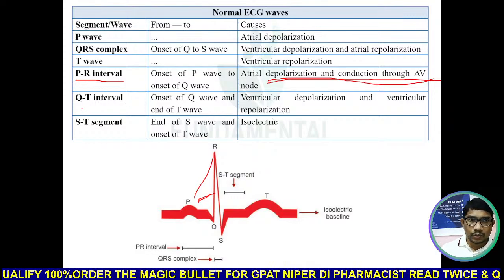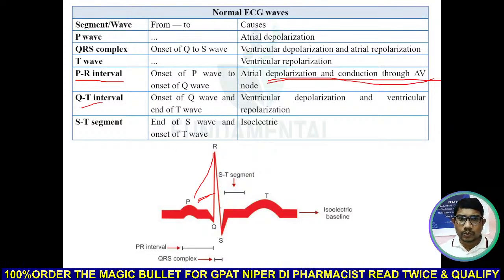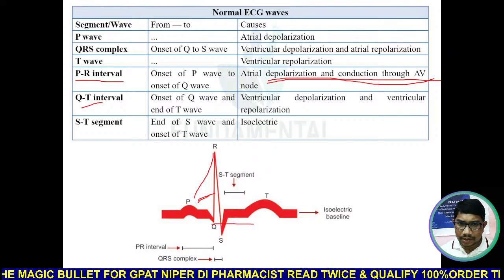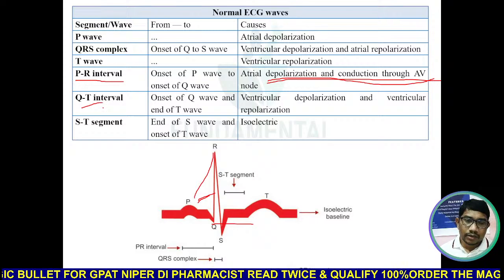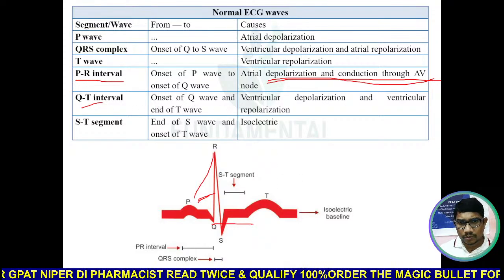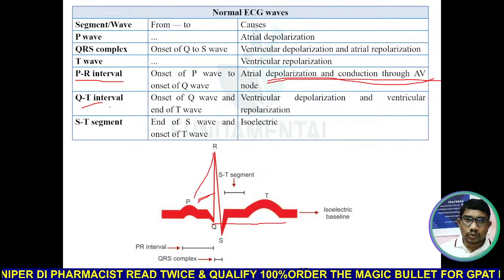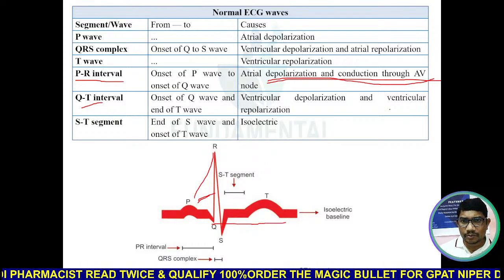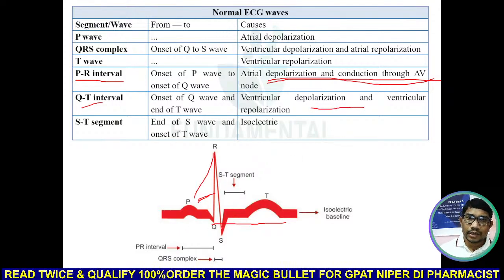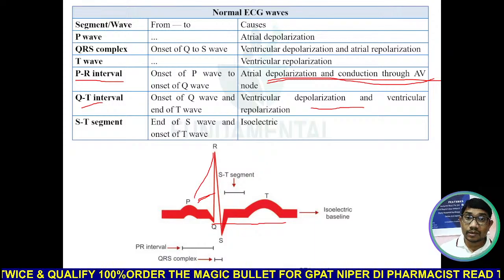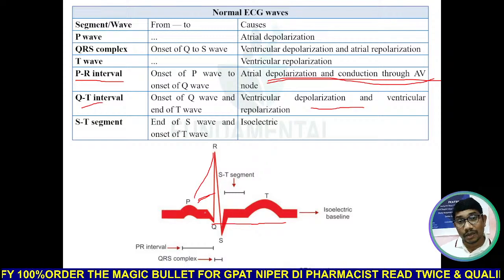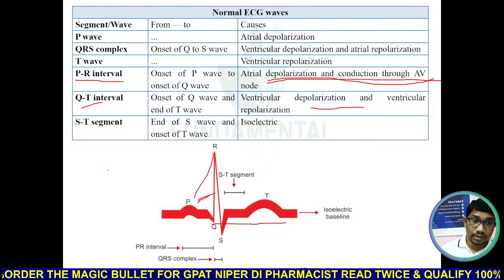Now next QT interval मतलब क्या, Q वेव एंड T वेव, यहाँ से लेके यहाँ तक जो इंटरवल है, the onset of Q and end of T wave. So ventricular depolarization and ventricular repolarization. So most of the antiarrhythmic drug, they increase the QT length. वो स्लो डाउन करते हैं, कंडक्शन वेलोसिटी डिक्रीज करते हैं. That's why there is an elongation in the ECG.